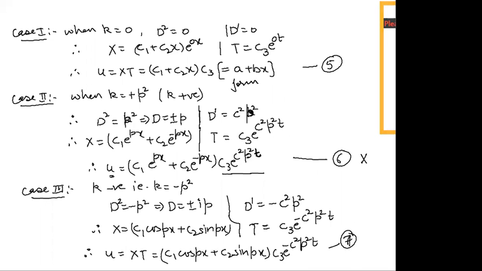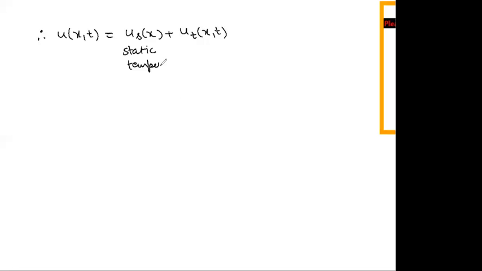Like in this case, we will now take, therefore, u of x t is equal to us of x plus ut of x t. What was us of x? I told you this is static temperature, and this is transient state temperature.